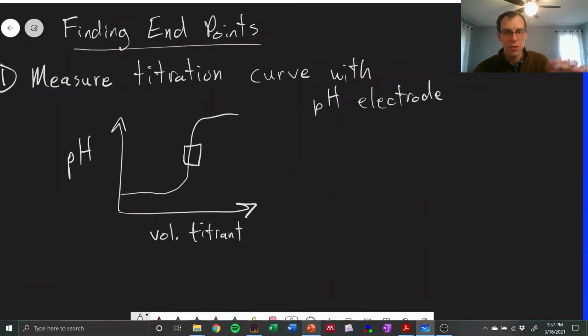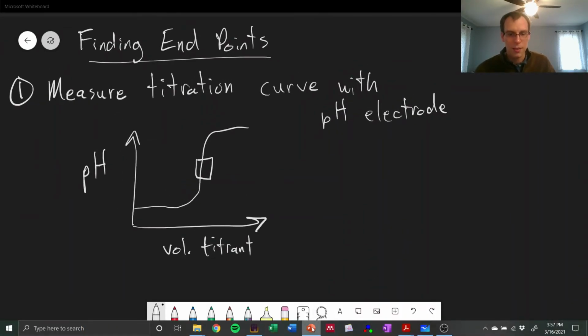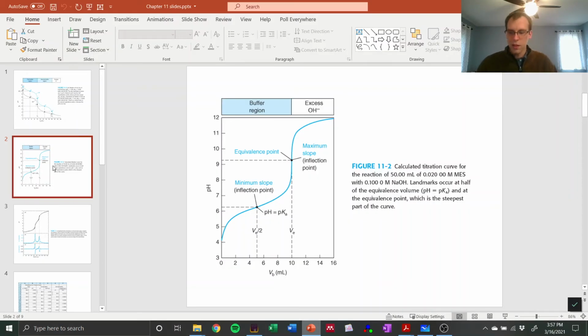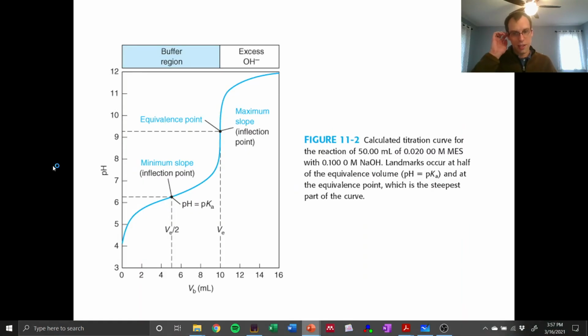I'm going to switch over to PowerPoint real quick to show a couple of figures from your textbook. This is an example of what you'll get as a titration curve. Like I mentioned, at halfway to the equivalence point, pH equals pKa. But we can also look at what's happening with the derivatives, the slope of the curve at different points. At the half equivalence point, that's our minimum slope. If we took a derivative of this, this would be the smallest value we'd get.